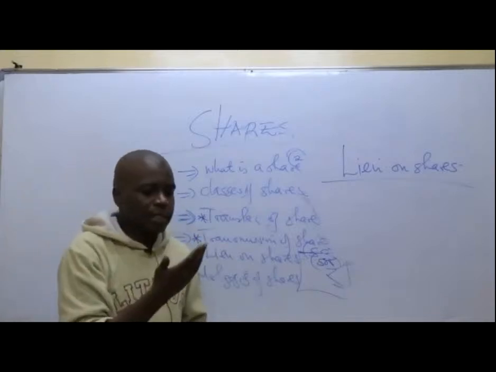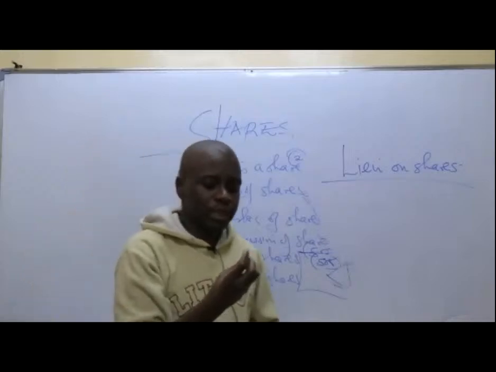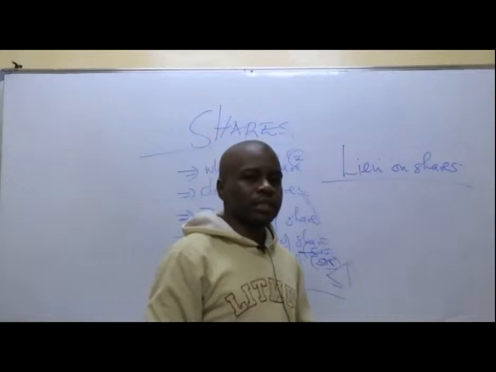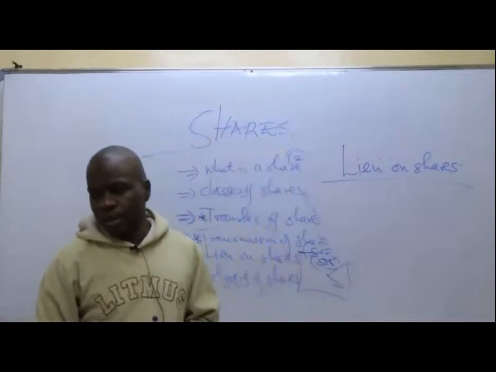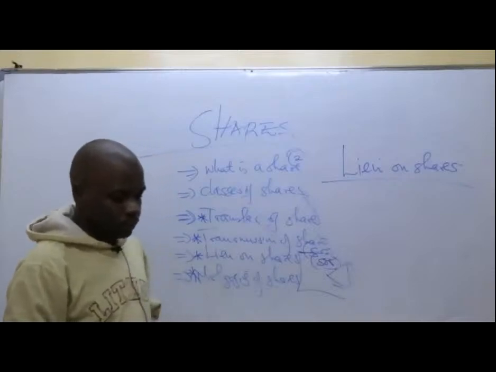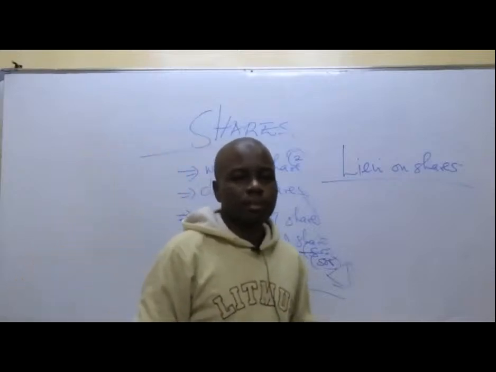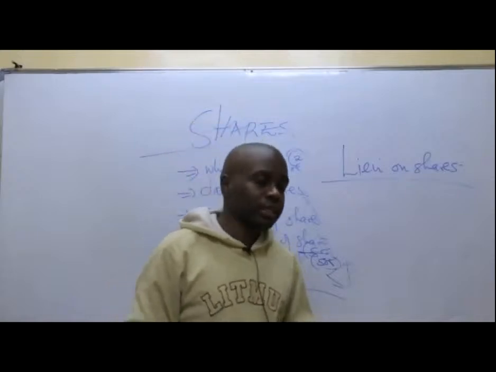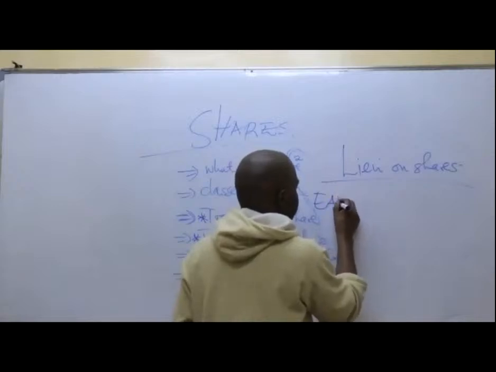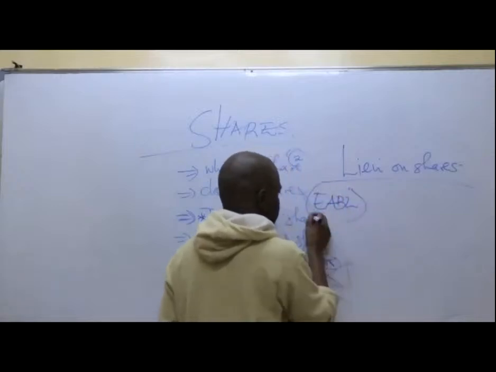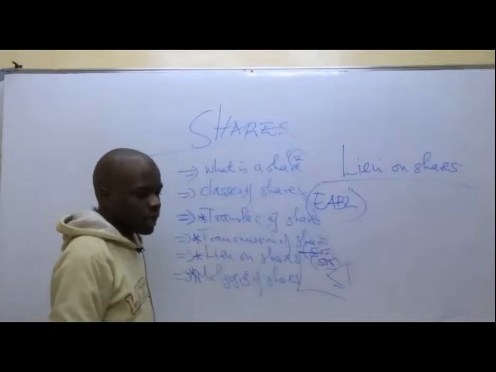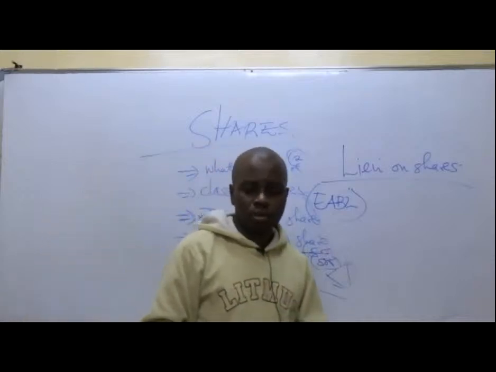This is simply the right of the company to withhold the shares of a shareholder of a company, for example, if this shareholder is indebted to the company. We were giving an example, I think last time, about Regina, who has a very big bar and restaurant in town. Regina is also a shareholder in a company known as EABL.